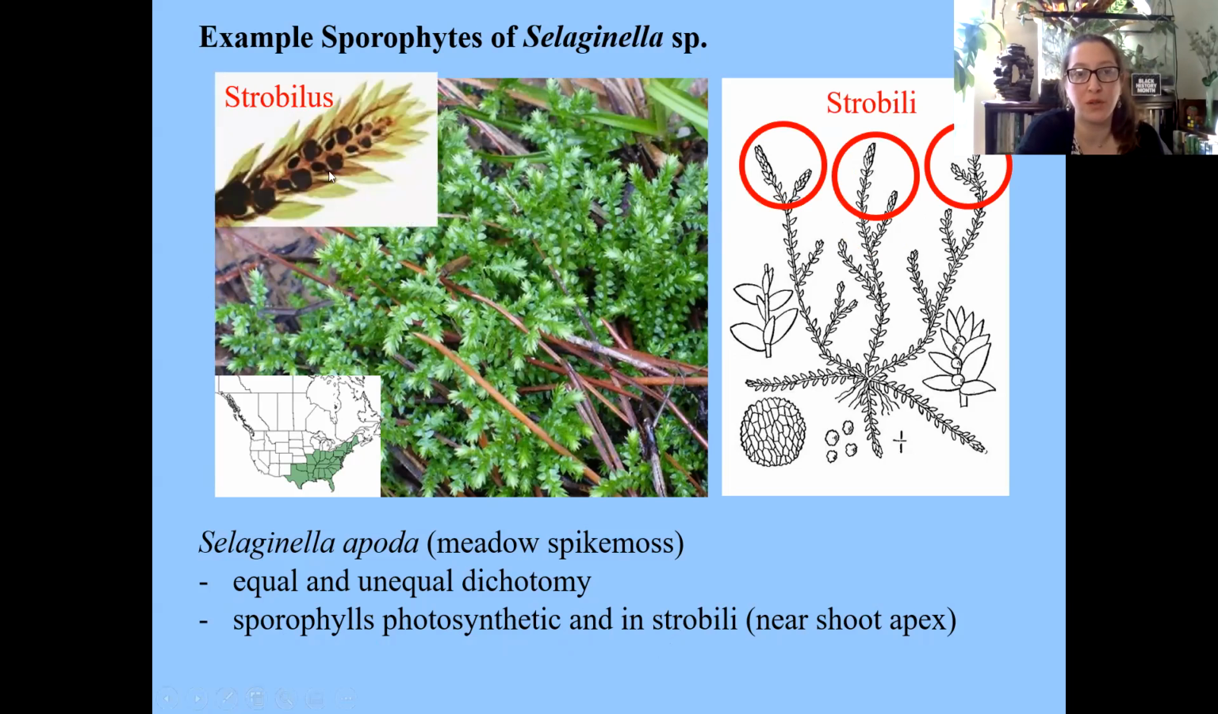This will show you here. This is a close-up of one strobilus. And as you can see, it still looks kind of leafy. It doesn't look as different as the strobilus looked in Lycopodium. So in other words, each of these tips is a strobilus, but it doesn't really look like it.